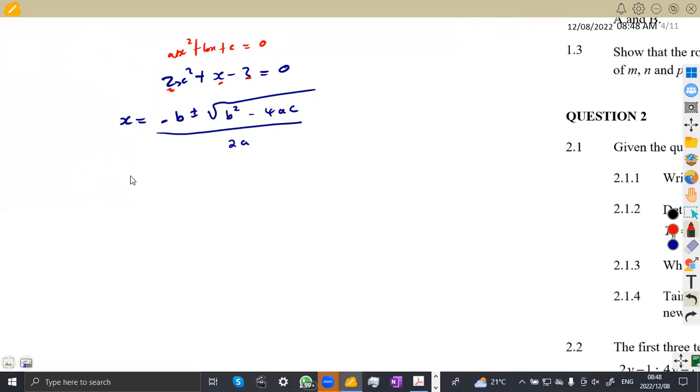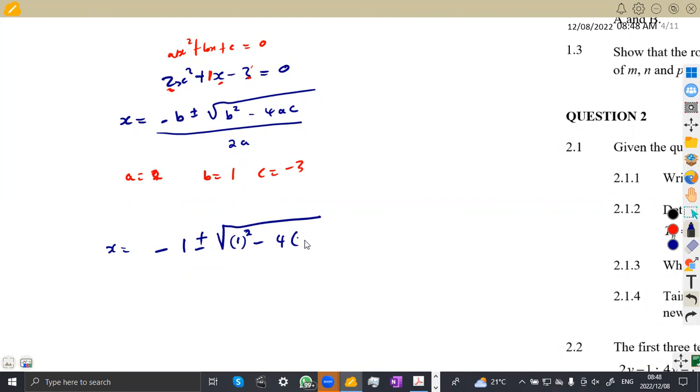So definitely here, our a is 2. Our b, the coefficient of x, is 1. And c is the constant, which is negative 3. So we can substitute into the formula. x is equivalent to negative b, which is negative 1, plus or minus the square root of b squared, so that's 1 squared, minus 4 times a, which in this case is 2.